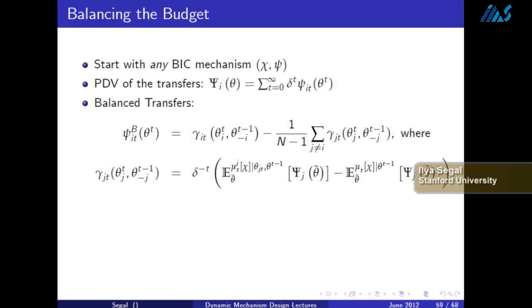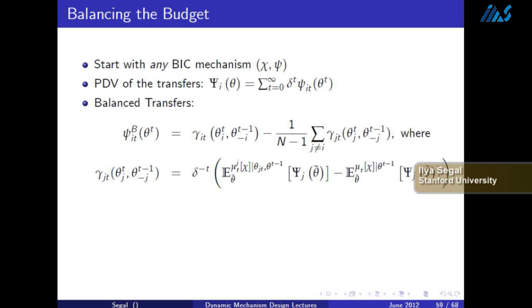And then the second line is how you build the incentive payment. The incentive payment to agent j in period t will be calculated as the difference between two expectations. The second expectation is the agent's expectation of the PDV of the transfers in the original mechanism at the beginning of period t. So mu_t means that it's calculated at the beginning of period t, when everything before period t has been observed. So this is the second term.